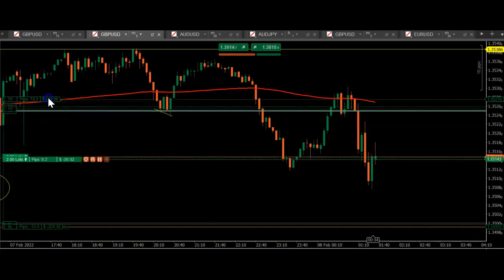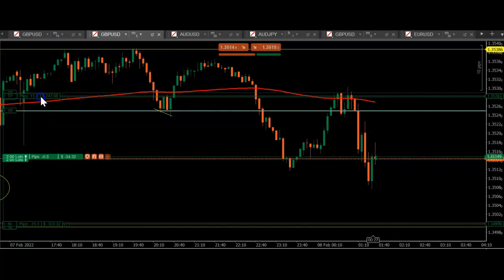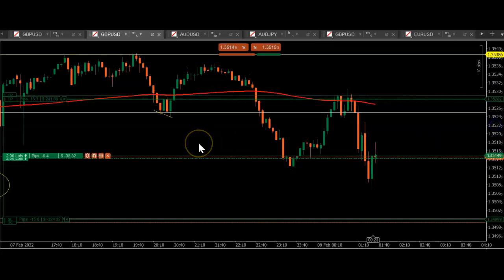Let's come back in a little bit. I'm going to move these take profits up to the swing high. Not exactly the swing high, but about 13 to 15 pips below. Let's come back when price moves up, and we'll start taking these positions out.